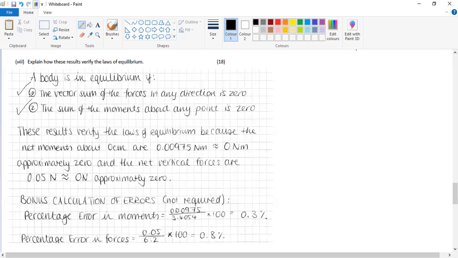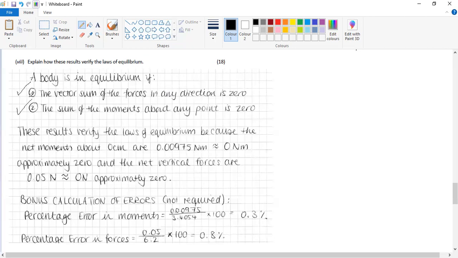I did a similar thing in the forces. I just said 0.05 compared to my 0.62, and multiply by 100 to get a percentage. You got 0.8 of a percent. So pretty tiny, happy enough to go to 0, especially for something like this where you're working in a lab. You've got your meter stick, there could be error in your electronic balance, there could be error in how you read your meter stick, there could be error in your Newton balances, your weights are probably pretty reliable, but there are lots of different places that you could have come up with a little bit of error in this kind of experiment. So to be here where you have less than 1% means we're happy enough to say that, yeah, this is definitely satisfying the laws of equilibrium, okay?